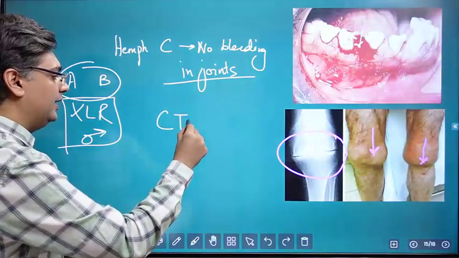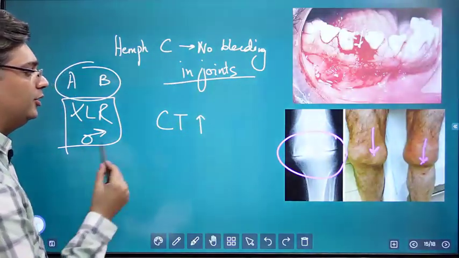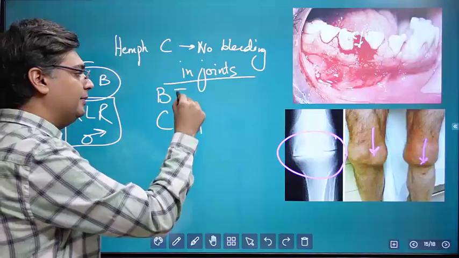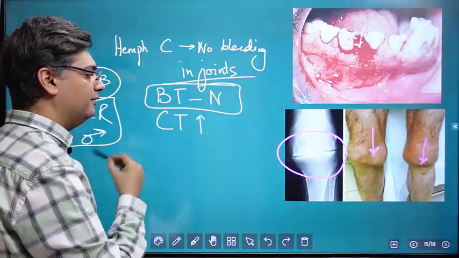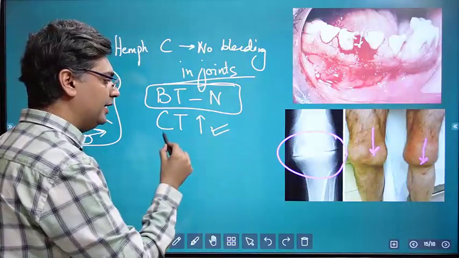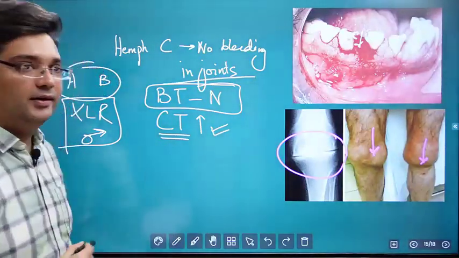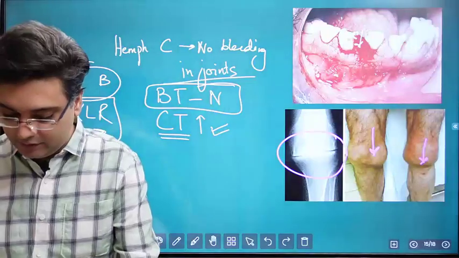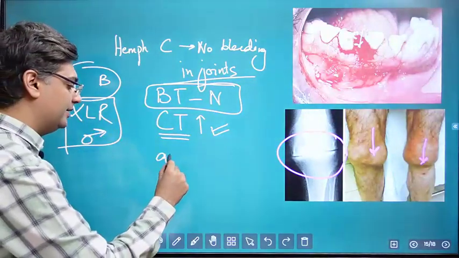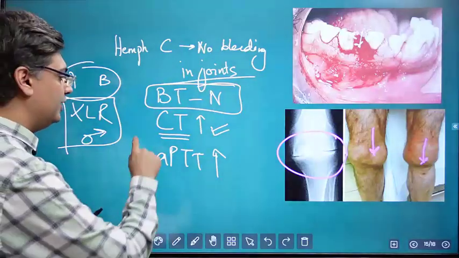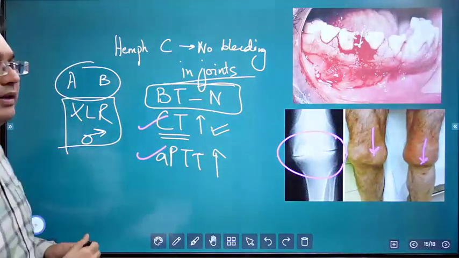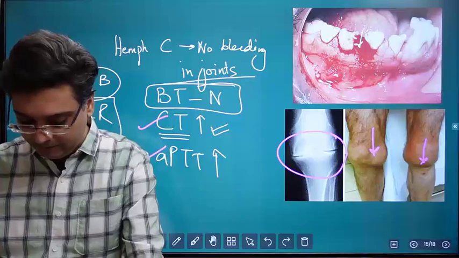Now, since your clotting is being affected, which time is going to be elevated? Clotting time is going to be elevated. Is bleeding time going to be elevated? No, because bleeding time is associated with the platelets. Clotting time is associated with the clotting factors, and your APTT, which is activated partial thromboplastin time, is also elevated. So these two times here are going to be elevated with hemophilia A, B and C.